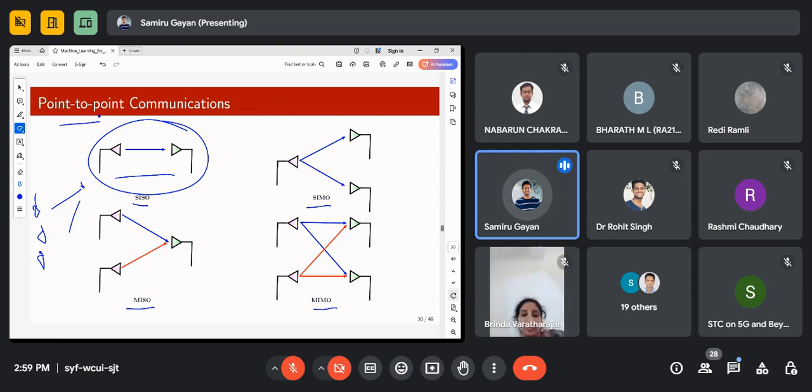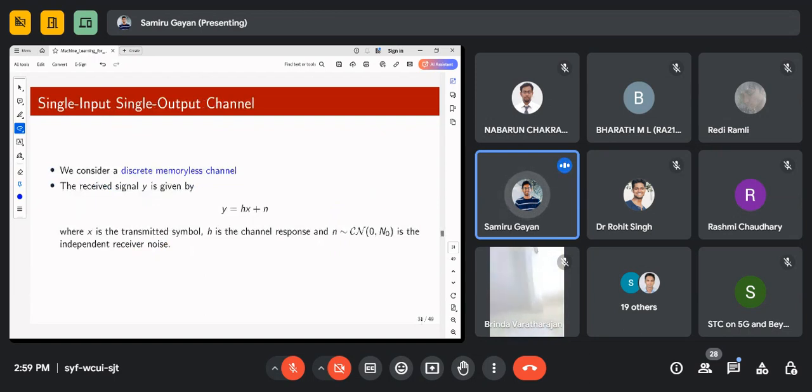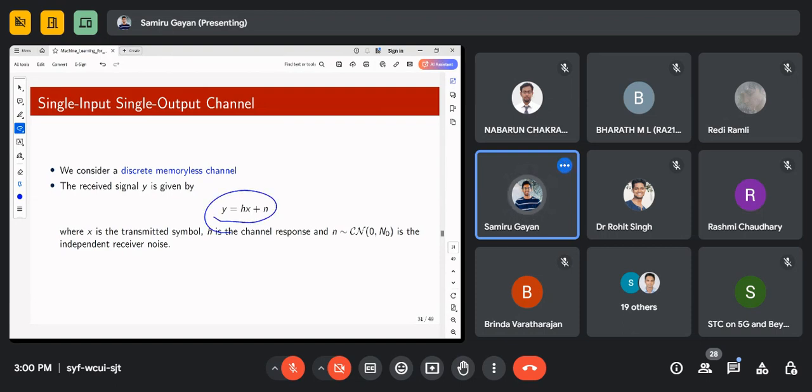But now, if we think in modeling terms, what we have at the moment is a discrete memoryless channel. We all know that we can simply represent the low-pass equivalent, or the baseband equivalent model, as this one. Y is the received signal, H is the channel, X is the transmitted symbol, and N is the noise that has been added at the receiver.